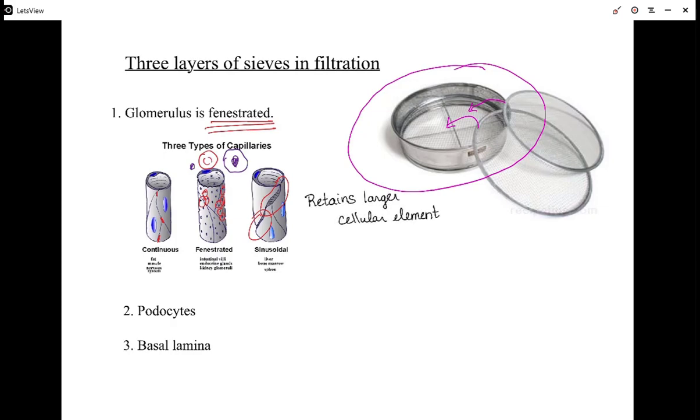So getting past our fenestrated capillaries is going to be all of plasma, which includes our nutrients, our waste products, our ions, our water, and our plasma proteins. And our plasma proteins are not waste products, and they serve a function in our body, so we really do not want them to exit if we can help it. And so these 2 right here, podocytes and the basal lamina, are going to help retain the plasma proteins, at least most of them. The small stuff still gets through.